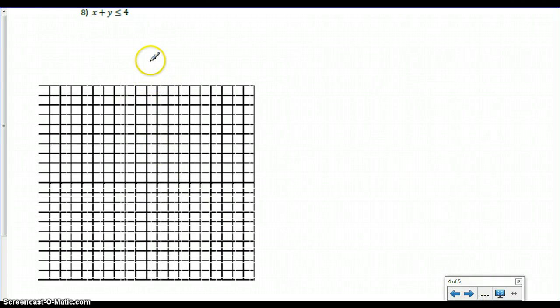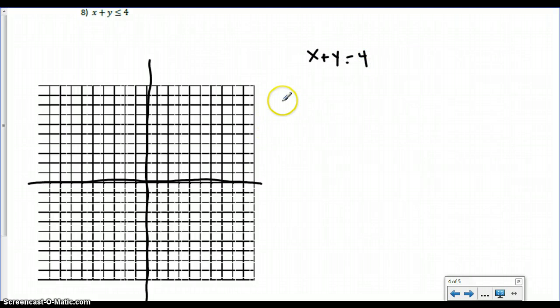So I'm going to draw your x-axis right here. Oh, this is your y-axis. And your x-axis is right here. So this is number 8 in your notes. So I want to draw the line. So what I'm going to do is write down the equation x plus y equals 4. Okay? So there's lots of ways you guys can do this. One thing you could do is get y by itself, and I can subtract x from both sides. So you get y equals negative x plus 4.